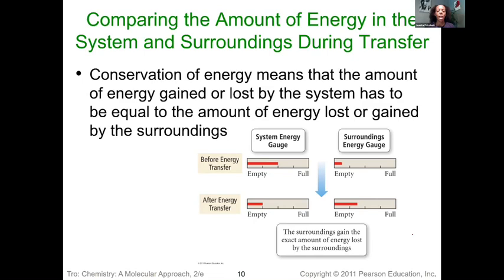And so if you look at these energy gauges that are shown for you here, notice on the left, we have the system energy gauge. On the right, the surroundings, and you can see where they're positioned before the actual process occurs, right? Now after this energy process has occurred, notice that the system has lost some energy, and that same amount of energy has been gained by the surroundings. So the system is in the negative, the surroundings are in the positive, but the two are equal but opposite.